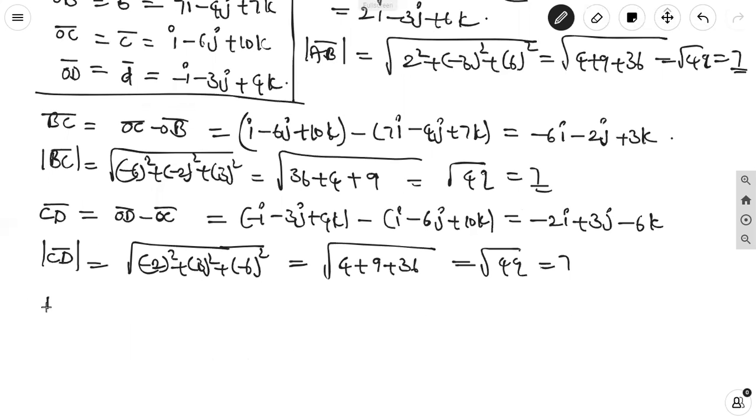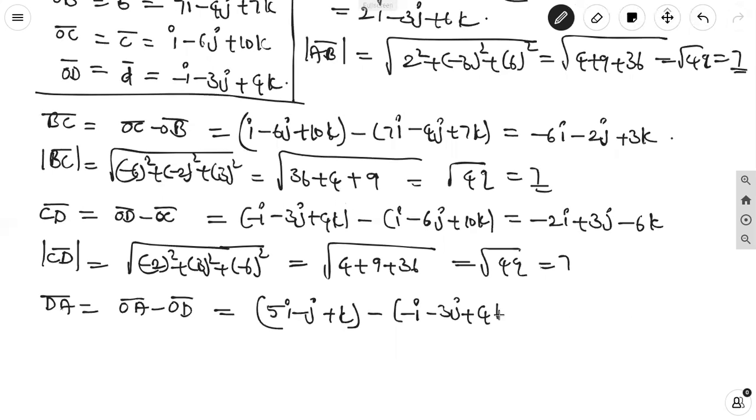Next to find out DA. DA is equal to OA minus OD. OA is 5i minus j plus k, minus OD is minus i minus 3j plus 4k. It is equal to 5 minus (minus 1), that is 5 plus 1, so 6i, plus minus 1 plus 3, that is 2j, plus 1 plus minus 4, that is minus 3k.